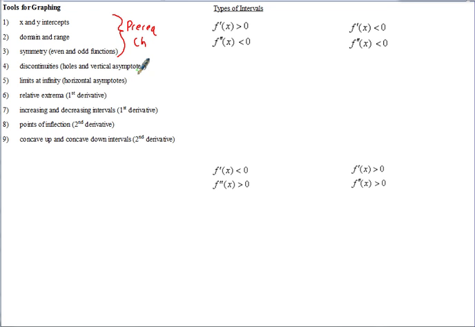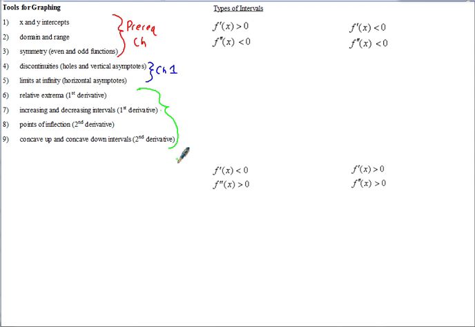Then, discontinuities, holes and vertical asymptotes, limits at infinity, horizontal asymptotes. Those tell us all the things that are helpful about graphing. And those we went over in chapter 1. And now, in our current chapter, we've been focusing on relative extrema using the first derivative, and increasing and decreasing intervals using the first derivative test, as well as points of inflection and concave up and concave down intervals using the second derivative test. So these are the 4 things we're going to concentrate on in helping us graph functions using tables of data.